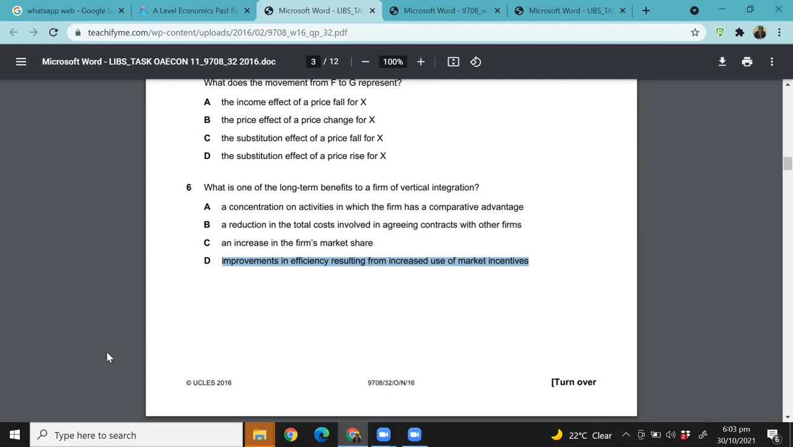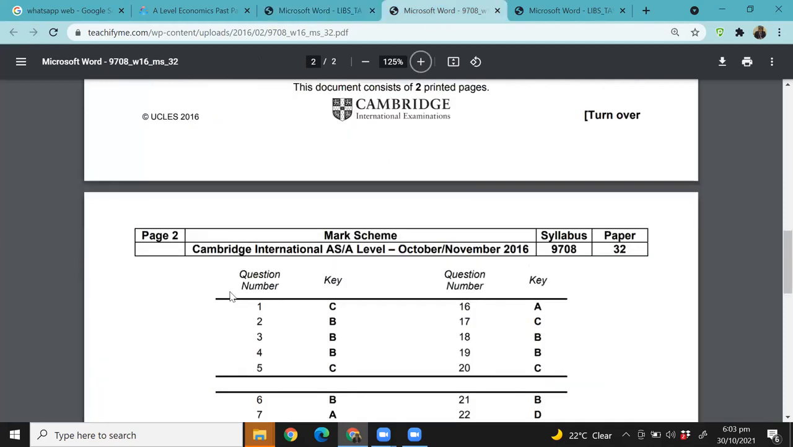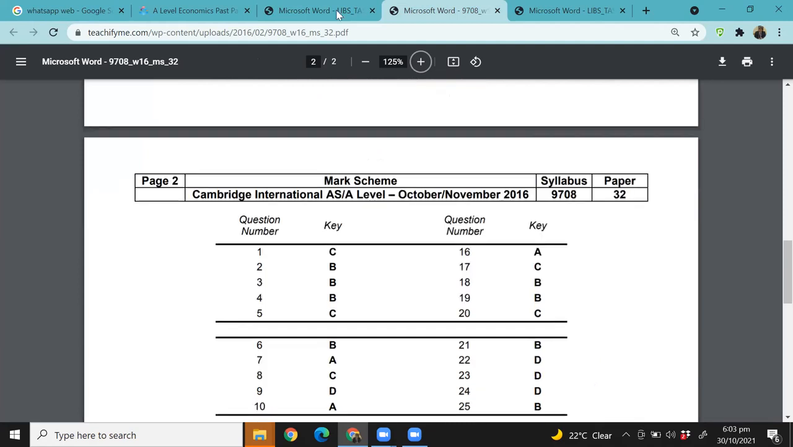You are saying B? Isha, you're saying B. So I think improvement in efficiency is an increased use of market incentives. I would say it's D. I don't know, but I think D is making more sense. So let's check what that is. 6 is B.